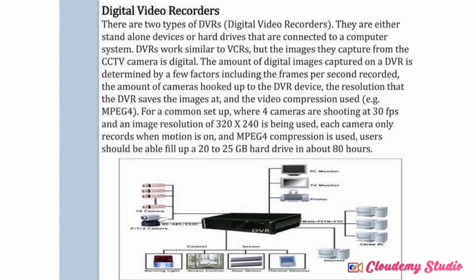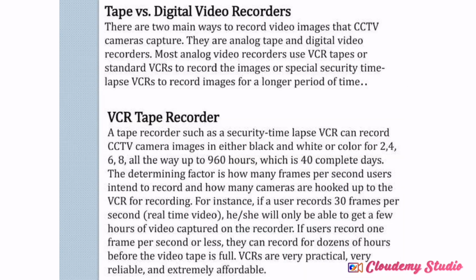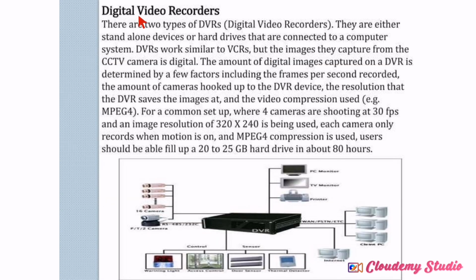So we are looking at a digital video recorder. If you remember, here we are looking at tape versus digital video recorder. We are saying there are two ways to record the video, which is number one, analog tape, and number two, digital video recorder. So here we are looking at digital video recorder.